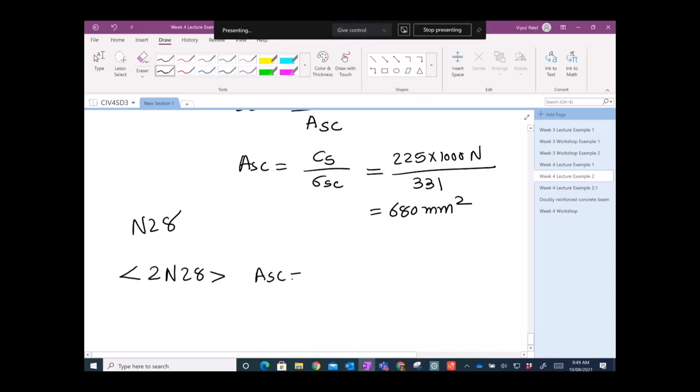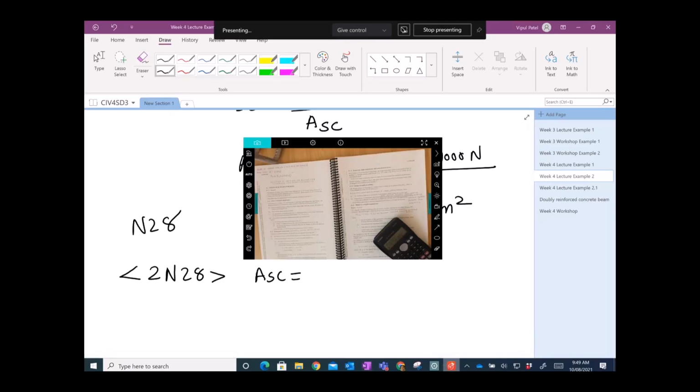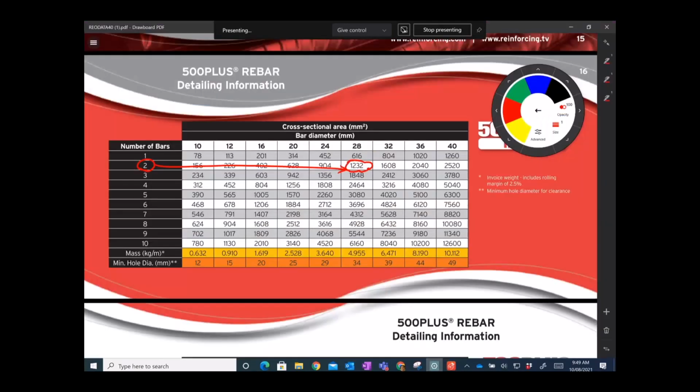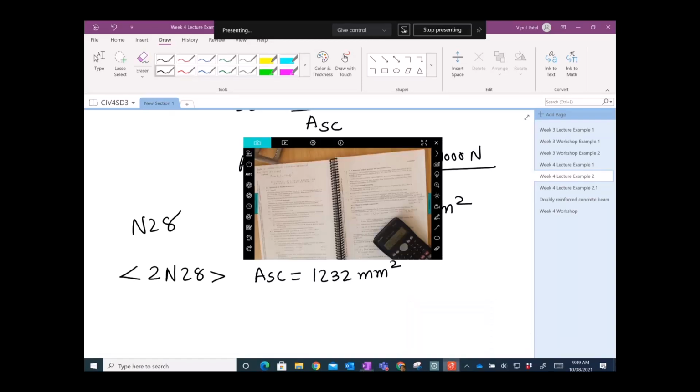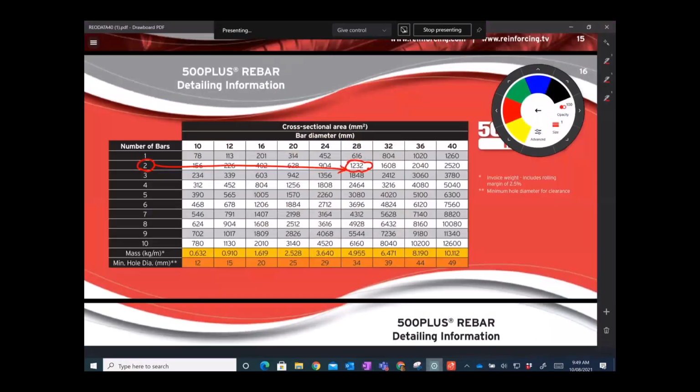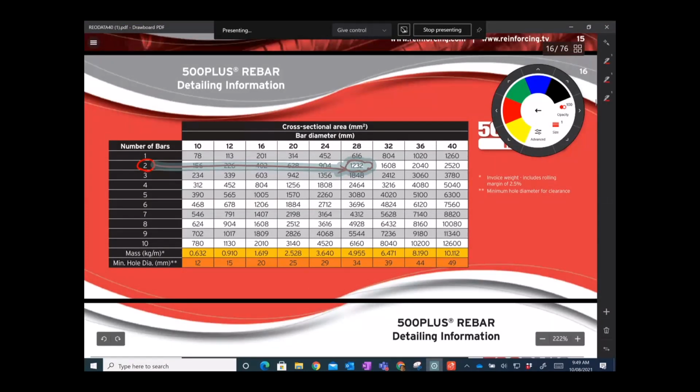And we have an ASC of 1232. So it's quite high, almost double. We have put extra because it's costly to have 2 N28 bars. Instead of doing that, we might end up using these N24 bars, with 904 by 2 bars.